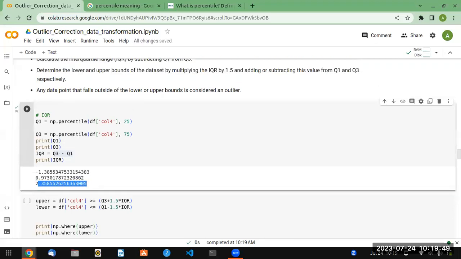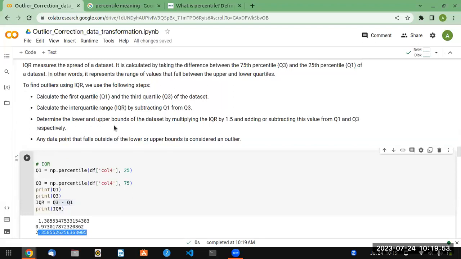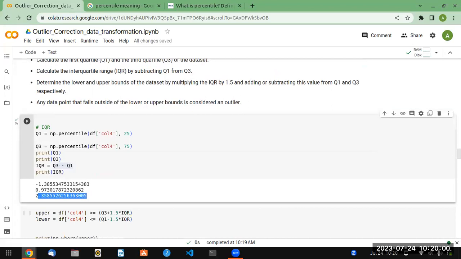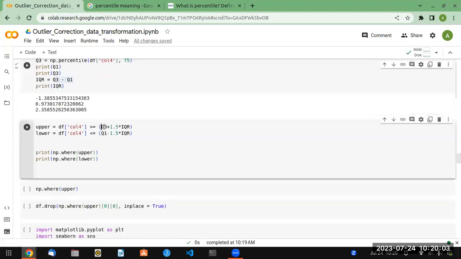Now, according to the point here, determine the lower and upper bounds of the data set by multiplying the IQR by 1.5. And why are we doing this? Q3 plus 1.5 times IQR, Q1 minus 1.5 times IQR. This is my range. And why do we use 1.5? Because this is how in statistics they calculate the outliers. 1.5 gives an easier calculation. That means it is not too high and not too low.